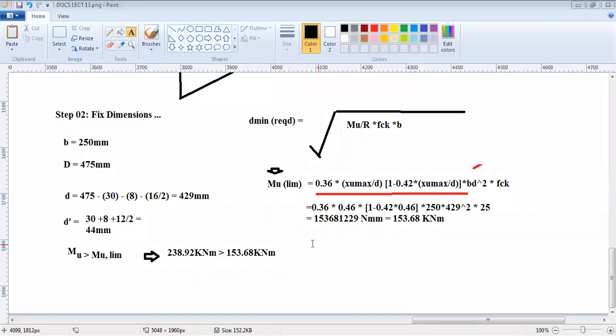Now, in this question, we have Mu greater than Mu limiting. What does this mean? Mu limiting tells us how much compressive load or compressive moment the concrete can take, and what is the total amount of moment on the section. That is, Mu is 238.92 and Mu limiting is what the concrete can take.